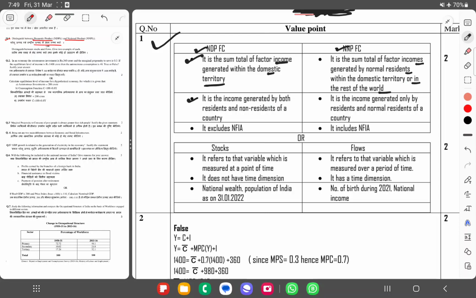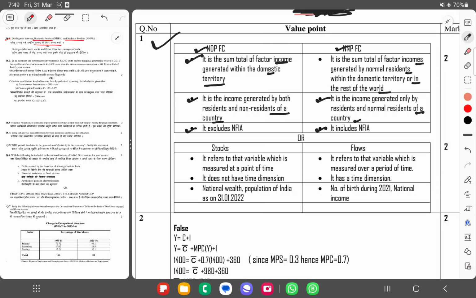It is the income generated by both residents and non-residents of the country. It is the income generated by the residents and normal residents of the country. It excludes NFIA. It includes NFIA.